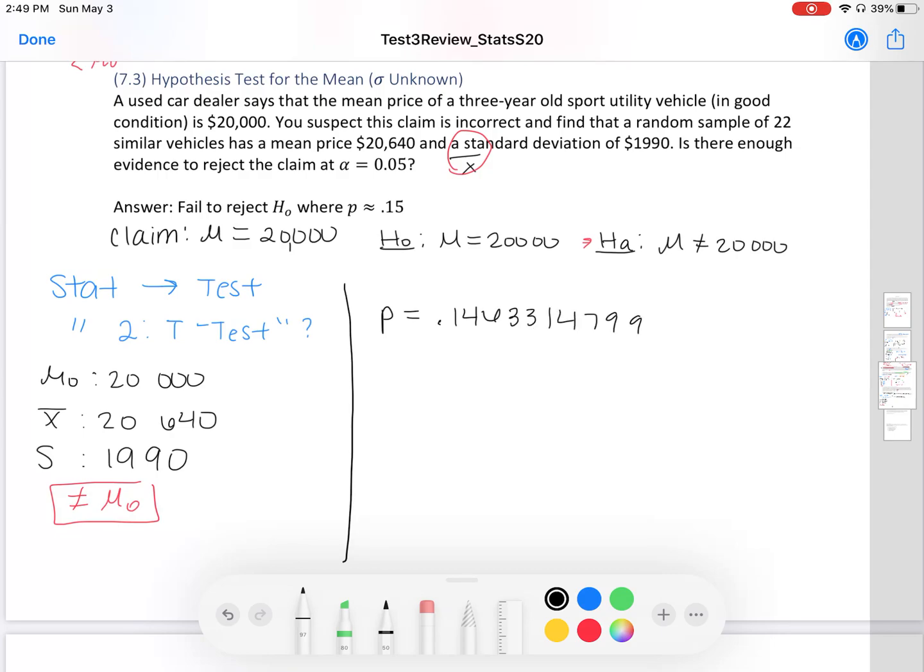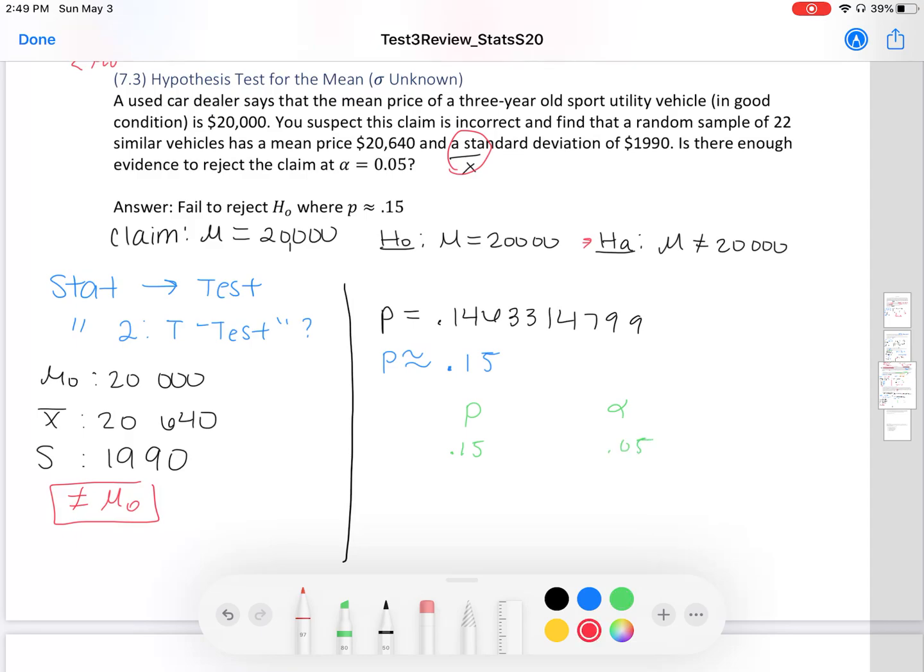3314799. That's too many numbers. Let's round to 2 decimal places. So I have a p of 0.15. Let's compare our p to our alpha. So we have a p of 0.15 and an alpha of 0.05.